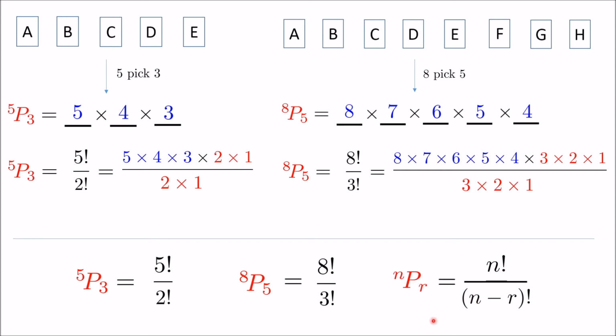Okay, so this general nPr formula is called the permutation formula. And it simply counts how many ways we can go to n objects and pick out r of them, with the assumption that there are no repetitions and order is important.